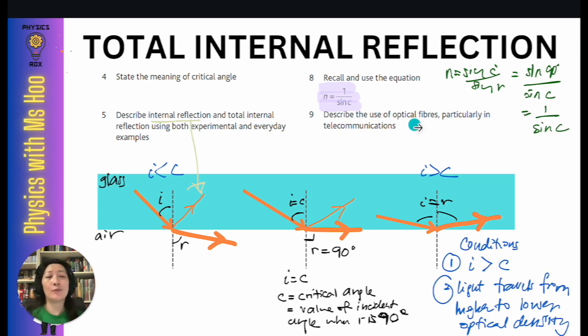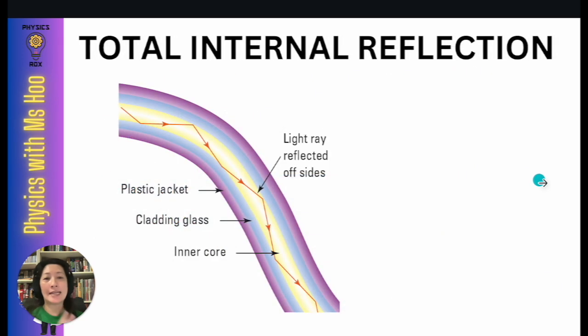You also need to be able to describe the use of optical fibers, particularly in telecommunications. And this is quite a popular recurring question. So remember that optical fibers are used in broadband internet or in optical devices like endoscopes, which use light rays to transmit information. So how is it that optical fibers are able to transmit information even though we bend them?